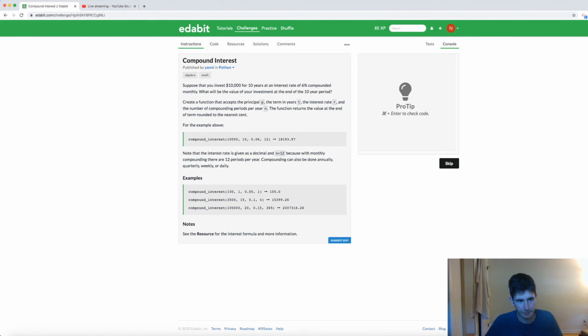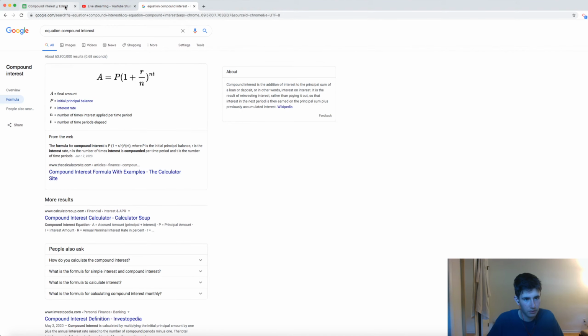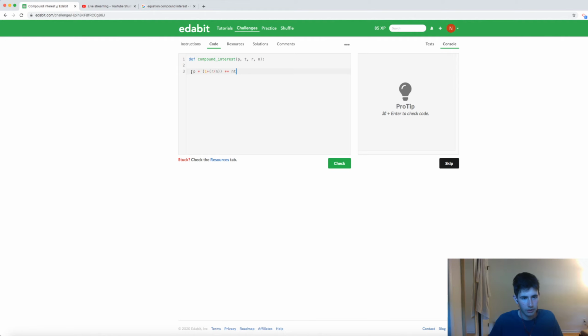Let's go to the code. P times (1 plus R divided by N), I believe, right? Yep, R divided by N. Oh, let's do the multiplication explicitly, because we saw we had an error with that previously. How do we do exponents in Python? We do the double multiplication, double star, and then we add the N, T. Now we put this all in a nice bun.